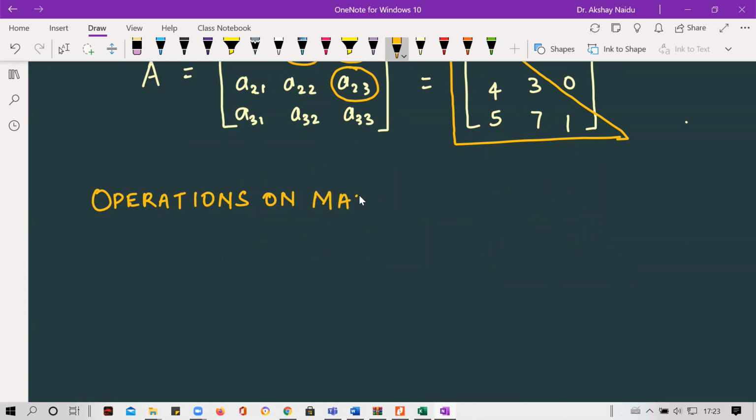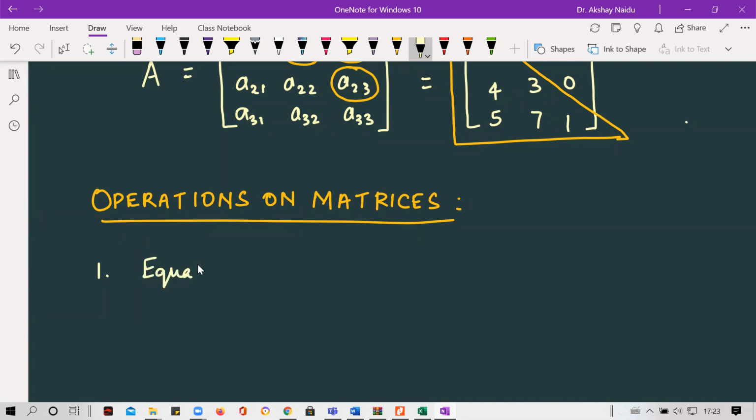So algebra of matrices, or the matrix algebra, basically. First one is the addition. When we say matrices, there are two matrices. So equality of matrices, and then we'll go for addition.